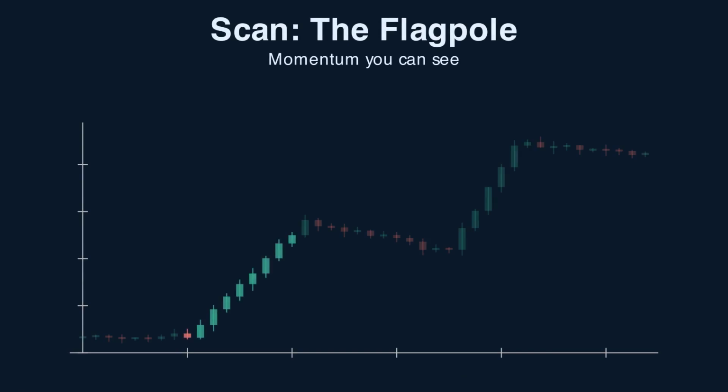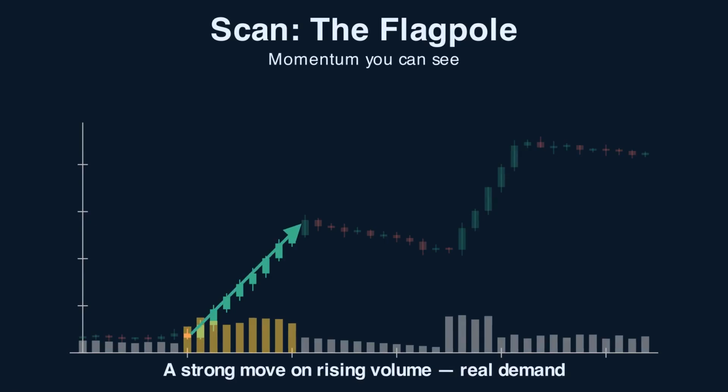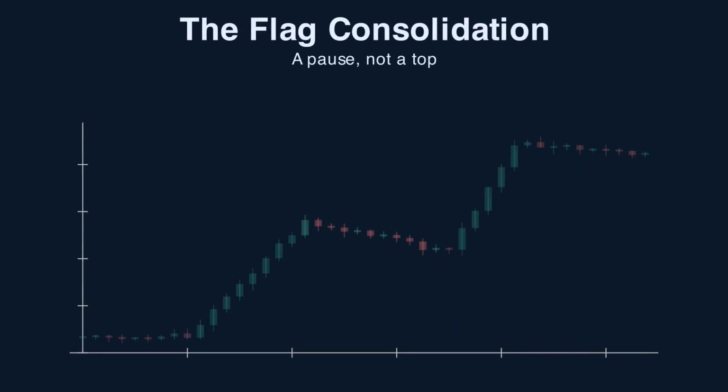Start your scan with the flagpole. You want a strong, decisive move higher on expanding volume. Watch the volume bars swell as price drives up. That volume is the tell. It means real institutional demand, not a thin drift. A weak, low-volume rise makes a weak flag, and the bigger and cleaner the pole, the larger your measured move target will be later.